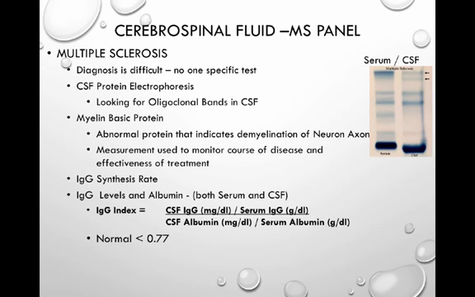Multiple sclerosis is an autoimmune disease, and that affects the central nervous system. Symptoms can vary from numbness, weakness, vision problems.